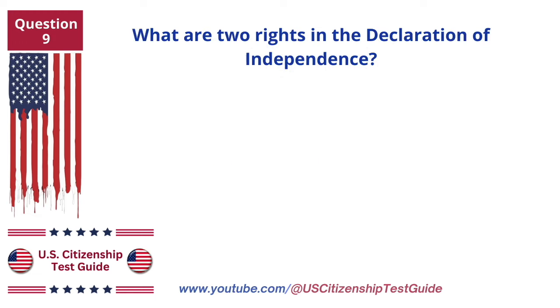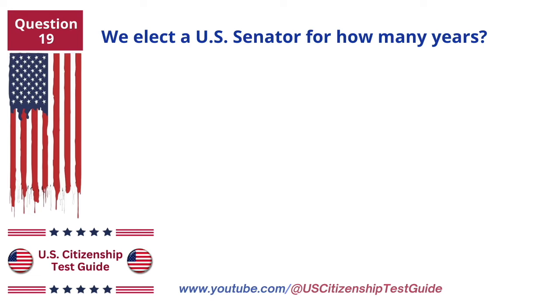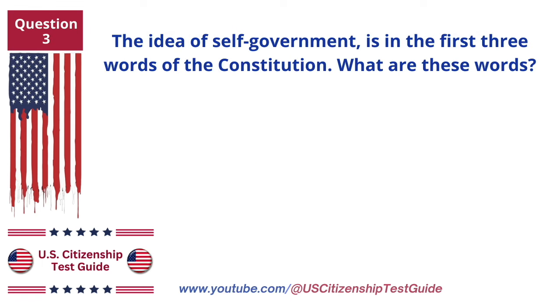What are two rights in the Declaration of Independence? Life, liberty. We elect a U.S. Senator for how many years? 6. The idea of self-government is in the first three words of the Constitution. What are these words? We the people.